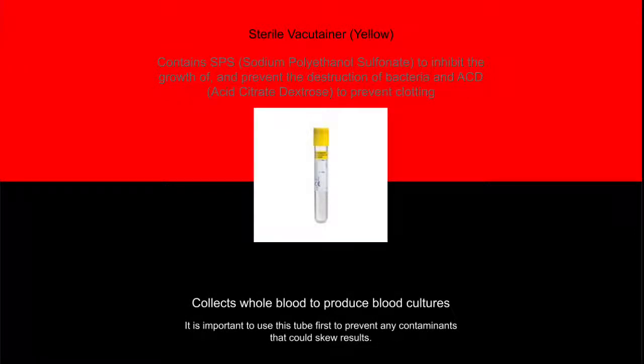This is the yellow top sterile tube. This tube contains sodium polyethanol sulfate. What this does is it prevents the destruction of bacteria, and it contains an additive that'll promote the growth of bacteria. This is used for blood cultures, or finding bacteria that is in the blood. This is a useful tool that can be easily thrown off if any additive from a tube later down the line in the order of draw is used first.